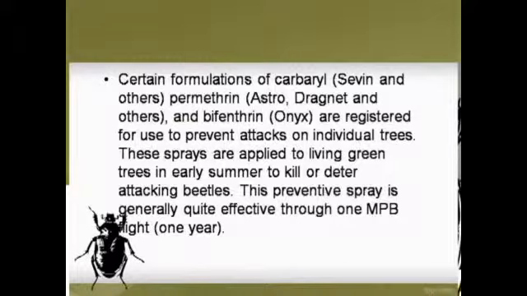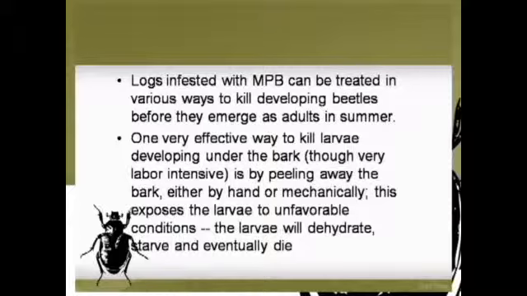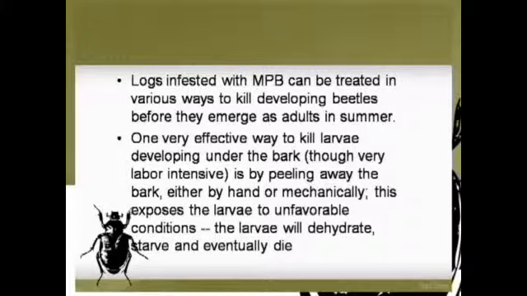Remember their life cycle? Logs infested with MPB can be treated in various ways to kill developing beetles before they emerge as adults in the summer. One very effective way to kill larvae developing under the bark is by peeling away the bark, either by hand or mechanically. This exposes the larvae, the eggs, to unfavorable conditions. The larvae will dehydrate, starve, and eventually die.